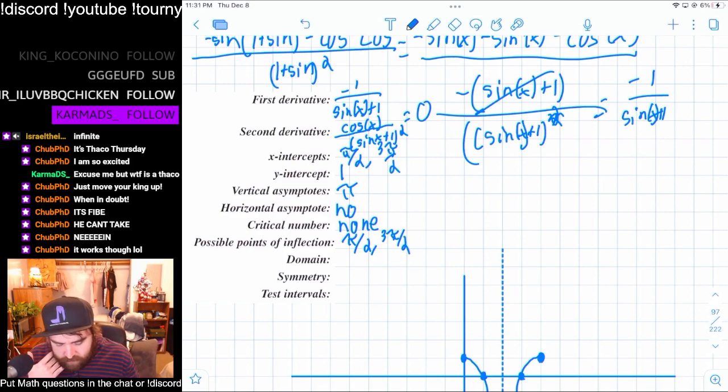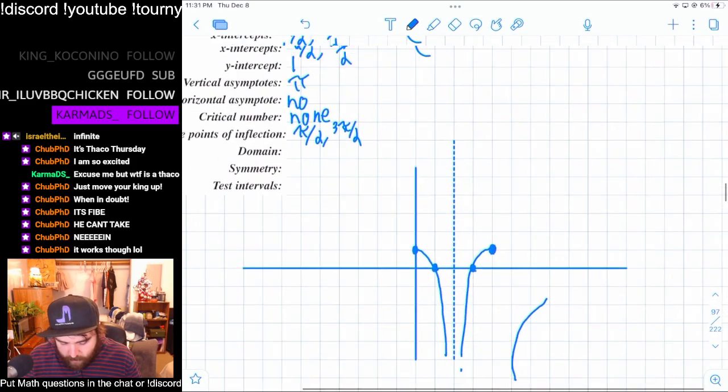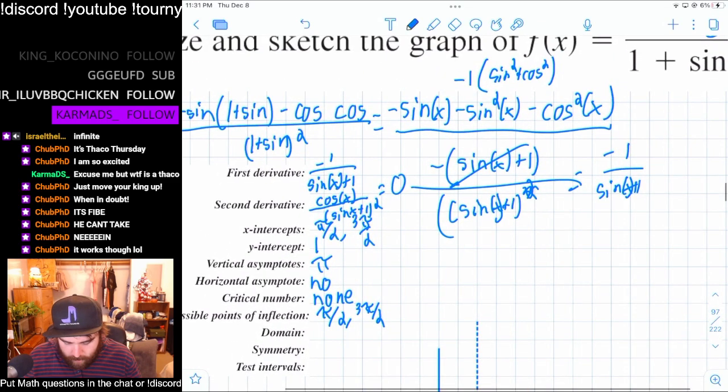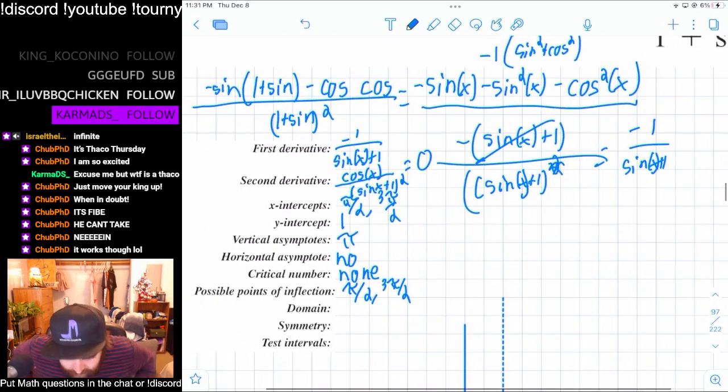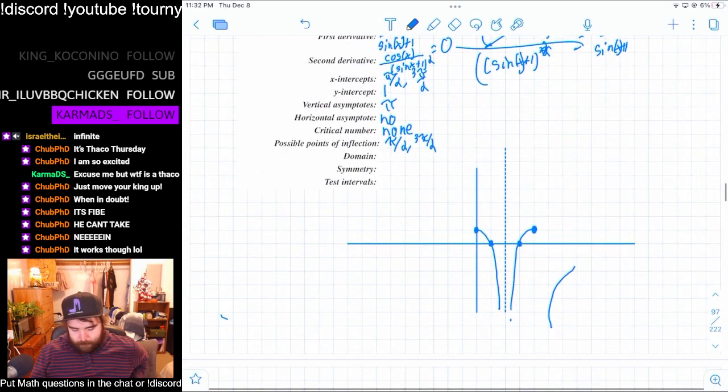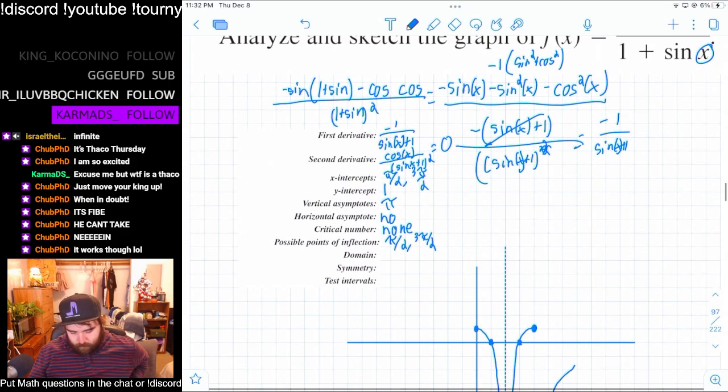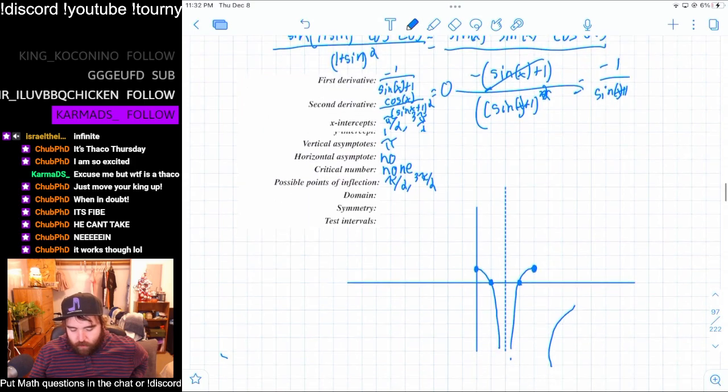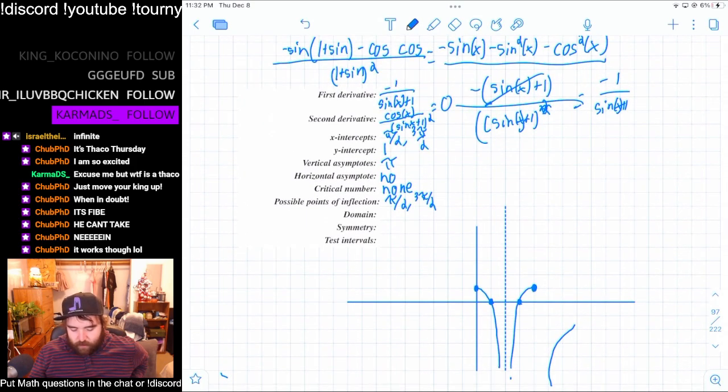So you get negative 1. The sine of pi is 0. So you get negative 1. So it's concaving down at pi. What? No, that's not even true, because the sine of pi is negative 1. So it's undefined at pi. Right. I'm confused how I'm getting no critical numbers. I don't understand how this graph is going to look if there's no critical numbers.